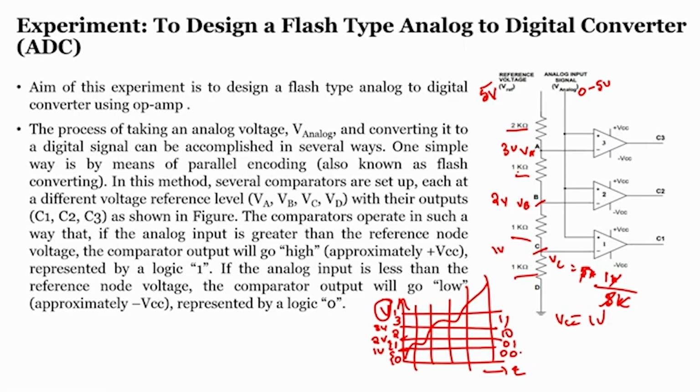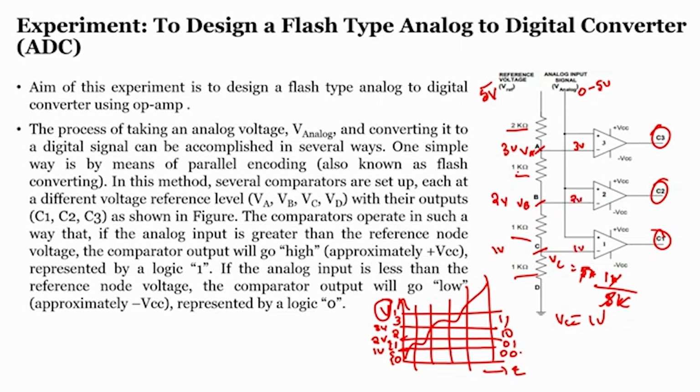What about VB? 5 into 2 by 5 is nothing but 2 volts, and here it will be 3 volts: 5 into 3, that is 1, 2, 3 resistances, divided by 5. So it is nothing but 3 volts. When you see the output voltages of C1, C2, C3, whether they are high or low depends entirely on your input voltage, because the negative terminals of all 3 comparators are already fixed. This comparator's negative voltage will be 3 volts, this will be 2 volts and this will be 1 volt.